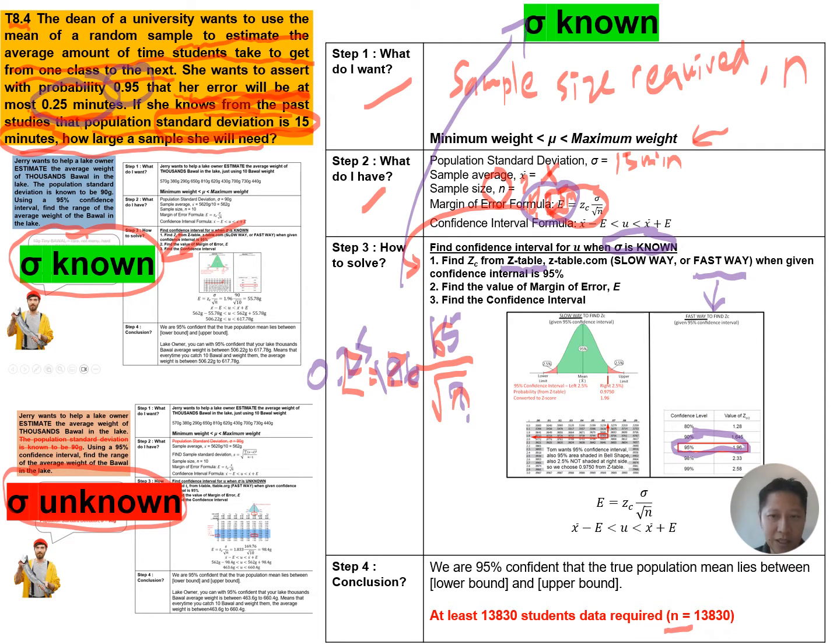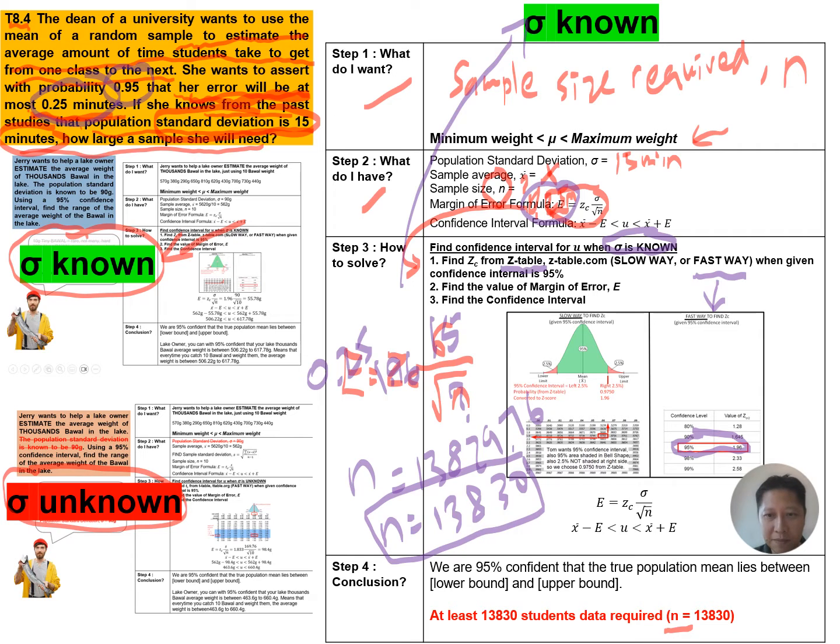After we use algebraic manipulation, we can find our n will be 13829.76. Because we want to know how many students, we need an integer. We cannot have 0.76 students, no. Conclusion: at least 13830 students' data are required to validate this study.